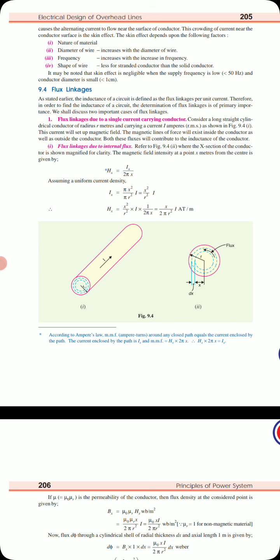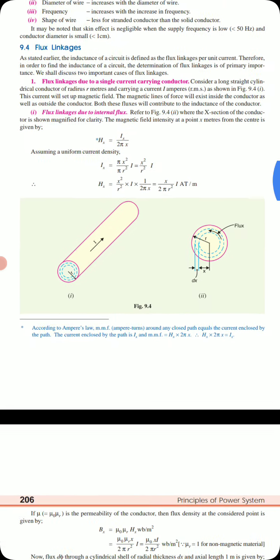So we will see, first one is what? Flux linkage due to the internal flux. Internal flux means the flux which is inside the conductor. So we will see figure 9.42, where the cross section of the conductor is shown. The magnetic field intensity at any point x meters from the center is given by, you can see these things clearly.